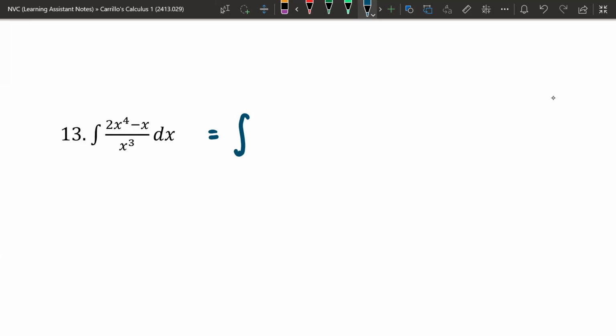Okay, so again, referring to what we learned in the beginning of the lecture, there's nothing we have to solve this integral as it is. So we need to think about simplifying algebraically. What I see is that we have 2 terms in our numerator, and they're both being divided by a common denominator, meaning I can separate these 2 terms as 2 separate fractions. So we have 2x to the 4th over x cubed minus x over x cubed dx.